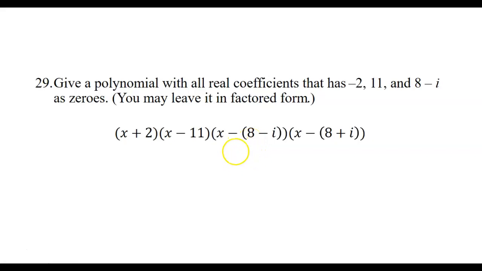And then complex zeros occur in conjugate pairs. If we want 8 minus i to be a 0, then 8 plus i would also have to be a 0 in order for there to be no i's left when we multiply it all out. So that means that x minus (8 plus i) is one of the factors. So here it is in factored form. x plus 2 times x minus 11 times x minus (8 minus i) times x minus (8 plus i).